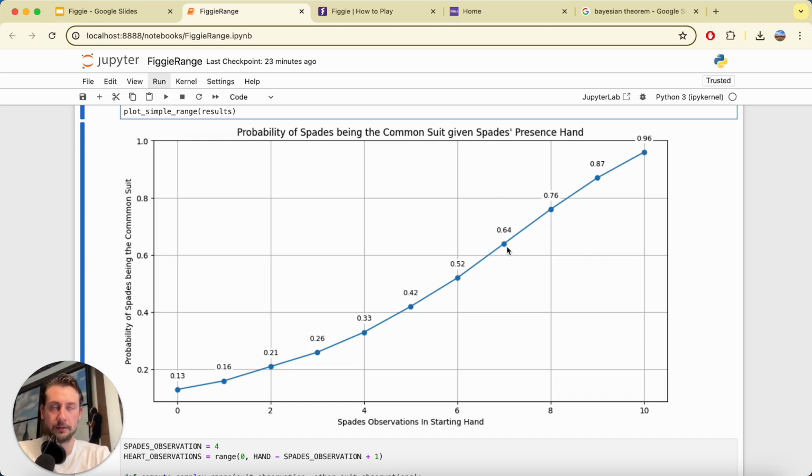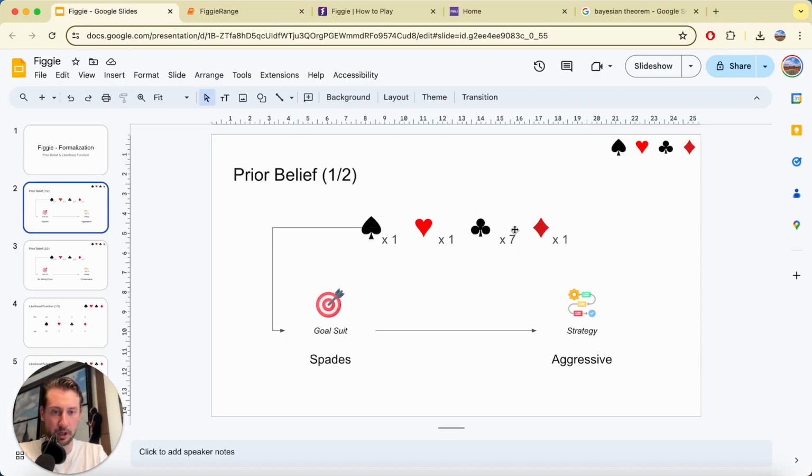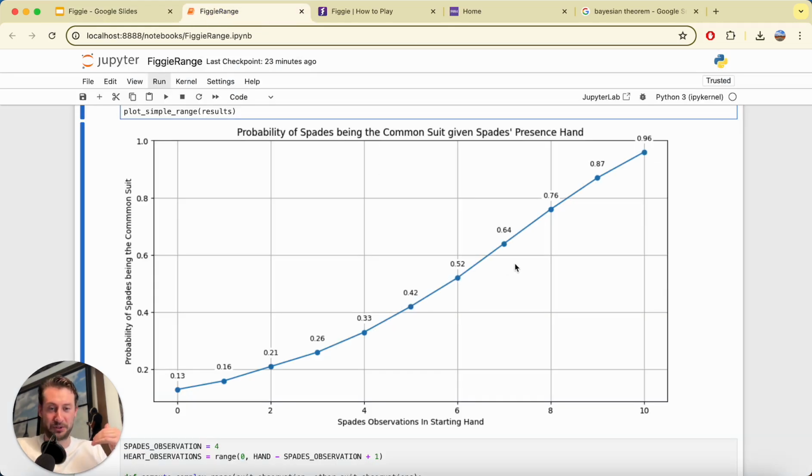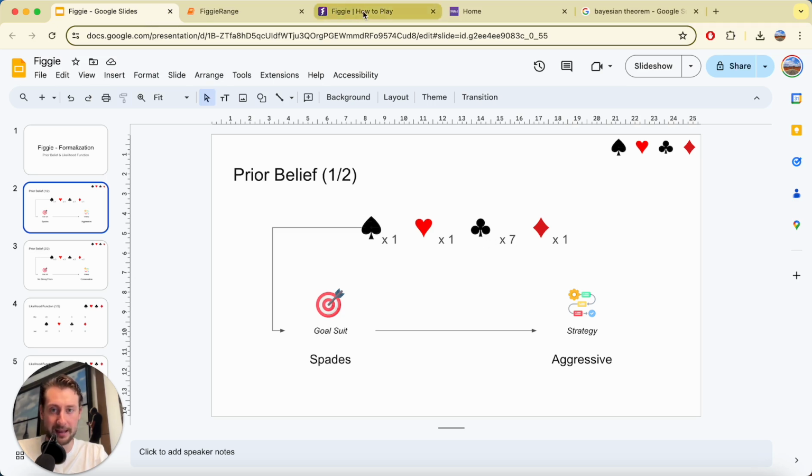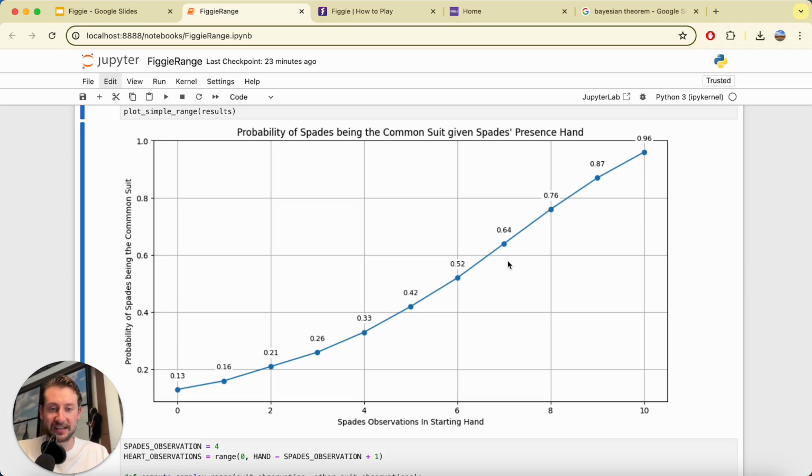And I wanted to know, okay, given that I have 7 clubs, what was the likelihood that clubs was the common suit? I made an informal, intuitive argument that it was likely that clubs was the common suit, and therefore that spade was the target suit. Well, now the cool thing is that we can precisely estimate these probabilities, and we can say, you know what, if I really have 7 clubs in my hand, there is a 64% chance that clubs is my common suit, and therefore that spade is my target suit.